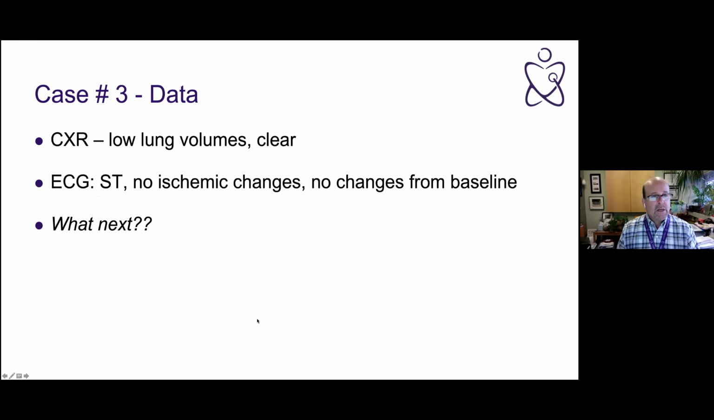So here's some data that you collect. His chest X-ray, clear, no pneumonia, kind of lowish lung volumes, but no evidence of aspiration. His ECG, sinus tach, no ischemic changes, no changes from baseline. Now what? What other data do you want?